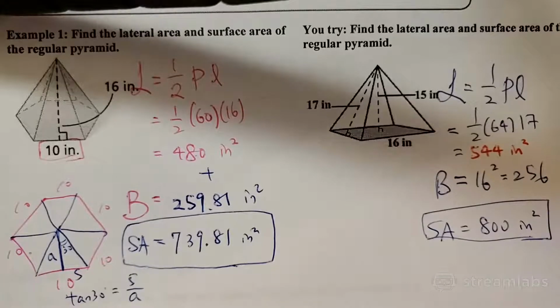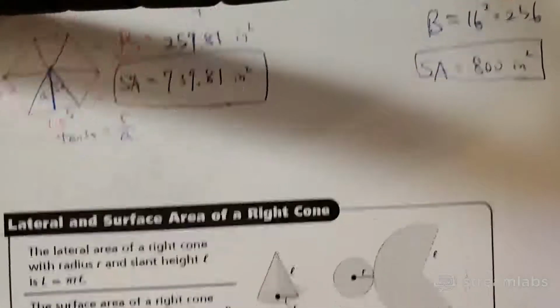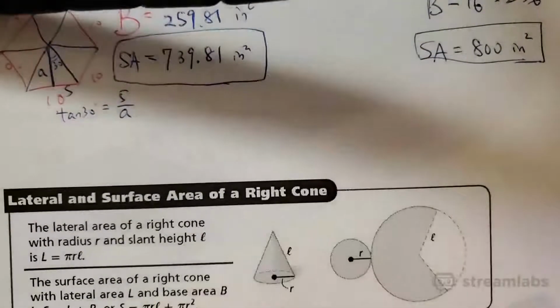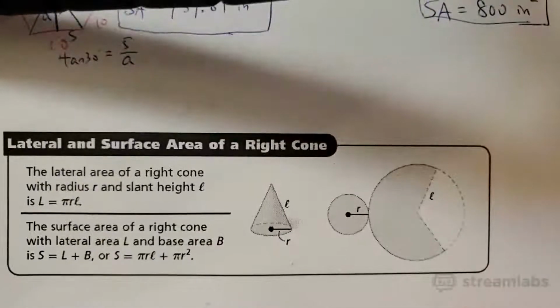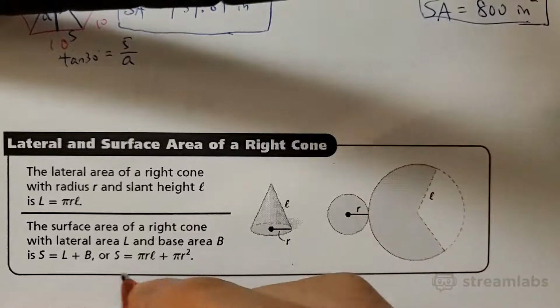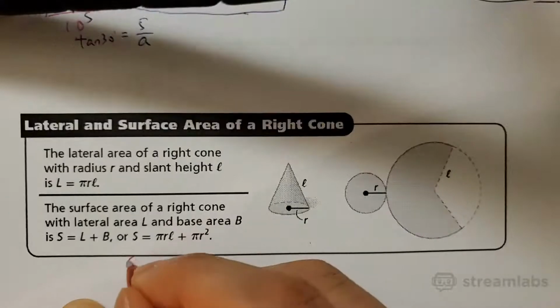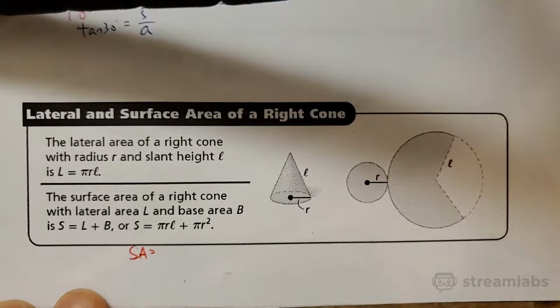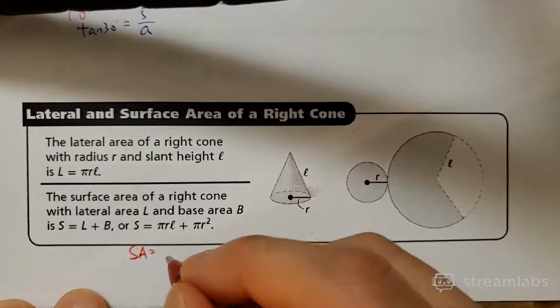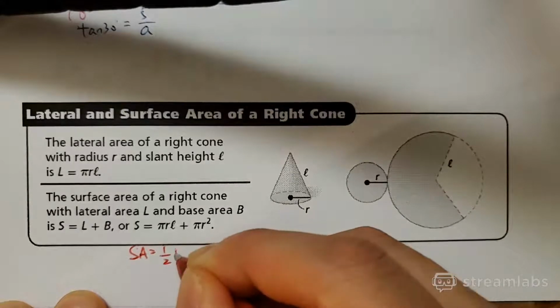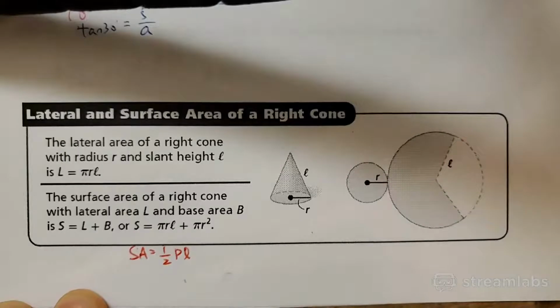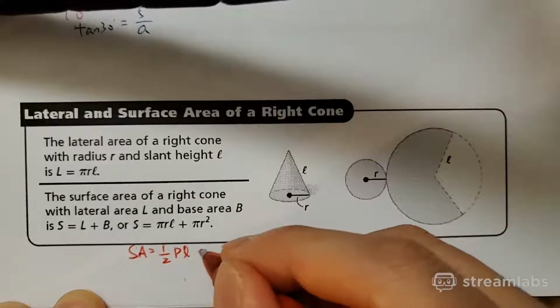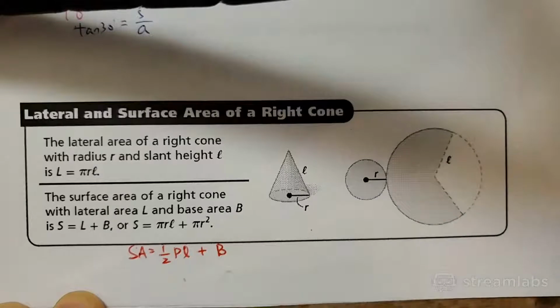All right. So now let's move on to the cone. The cone is the same thing as the pyramid, because a cone is a circular pyramid. So remember, your surface area for the pyramid was 1/2 perimeter times slant height, and this part was the base, or whatever the base is.